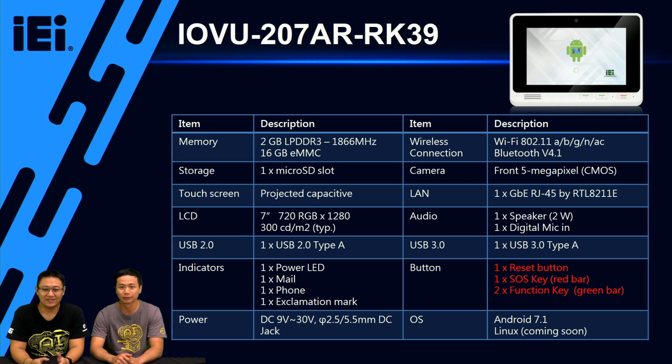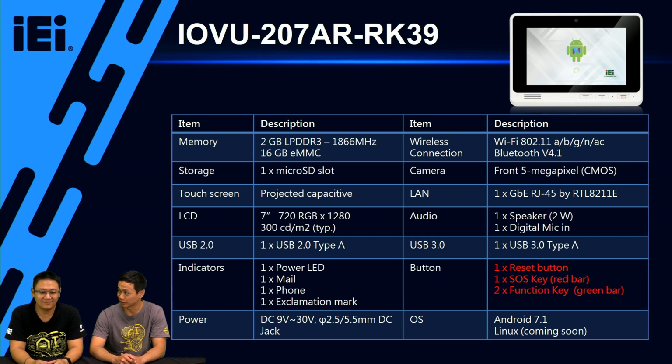This page is for the detail of specs. IOVU 207AR got a 7-inch display with 300 nits in brightness. The important thing is there are 3 physical buttons. 2 of them are controlled by software API, and the other one, the SOS key, is dry contact.